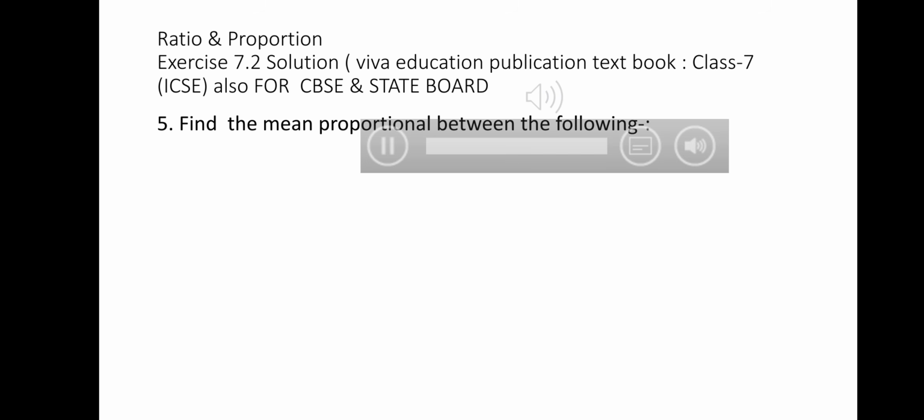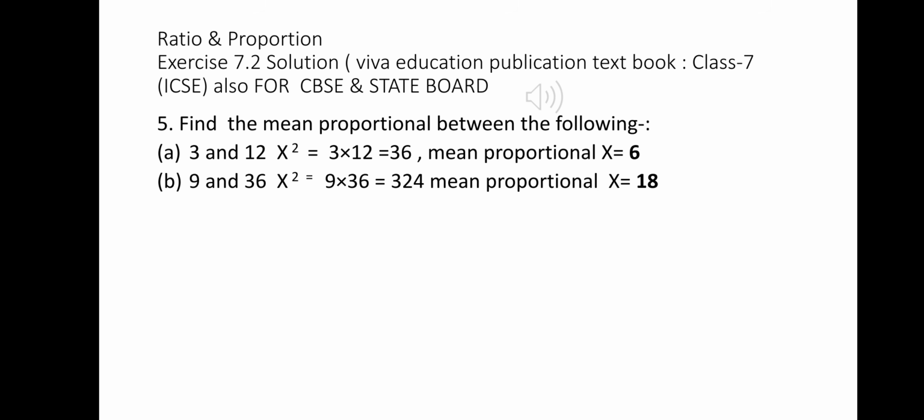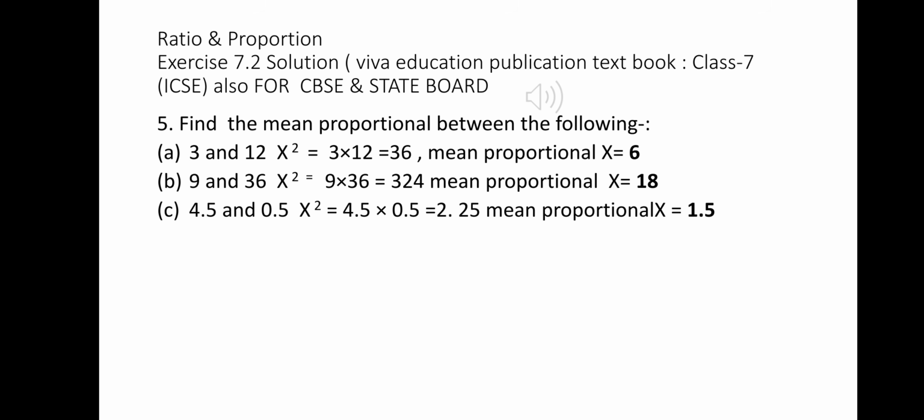Now the fifth question. Find the mean proportional between, the means the middle proportion. So 3 and 12. So we have to multiply. So that gives you 36. And the square root of that will be the mean proportion. That is 6. 9 and 36. When you multiply that, you get 324. And its square root is 18. So mean proportional is 18.